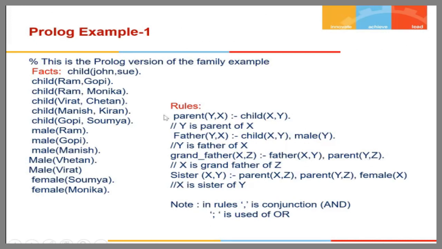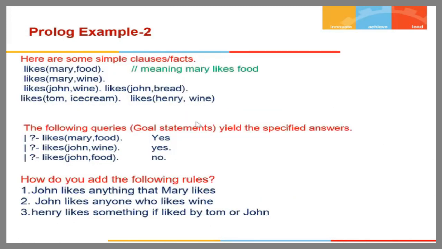So having said all these rules, right? Then you can ask who is the grandfather of Chetan, or who is the sister of Soumya, whether this is sister or not. So all these kind of inferences can be made. Okay, you can try out these examples in your system. This is almost the same example that I gave you. Very simple.